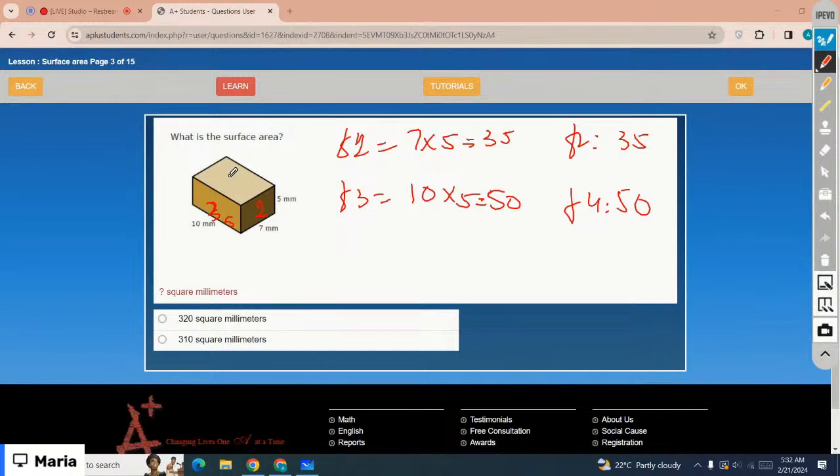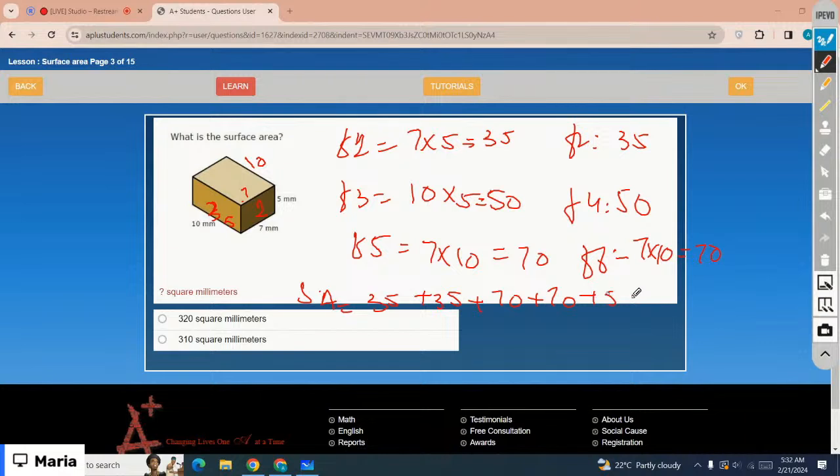Now this one, right? This is 7 and this is 10. So face 5 is 7 times 10, that is 70, and face 6 has exactly the same measurements, that is 7 times 10 and that is 70. For the surface area, you need to add them all. 35 plus 35 plus 70 plus 70 plus 50 plus 50. So when you add them, they all come to 310 square millimeters, right?